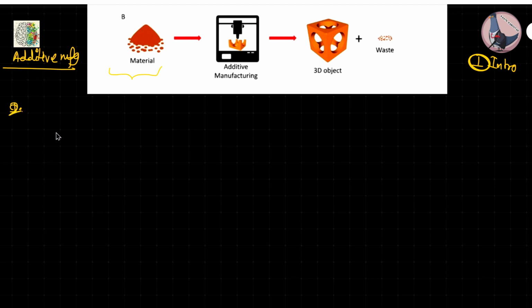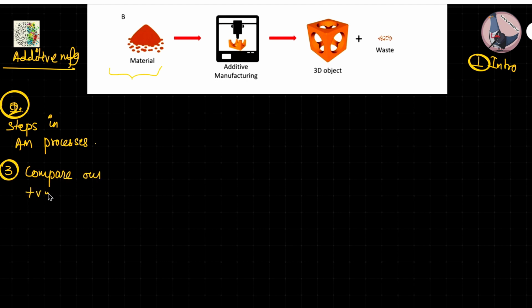Our second lecture will be based on the steps in AM processes. Once we know the steps you take to do any additive manufacturing process, then we will compare our additive and subtractive.